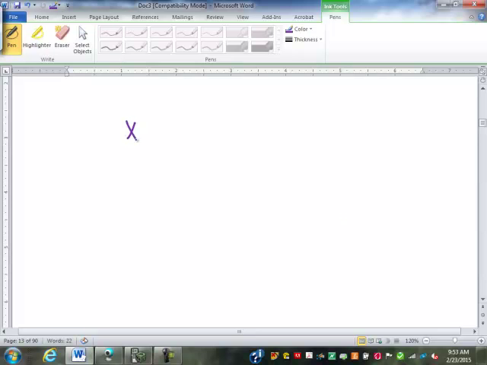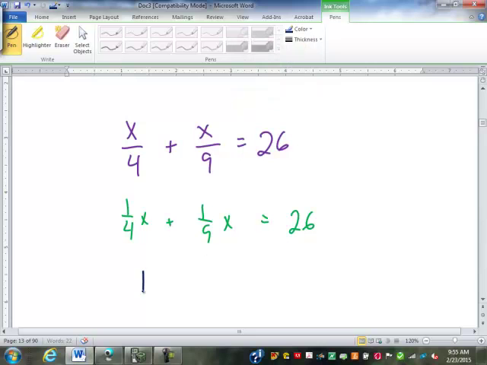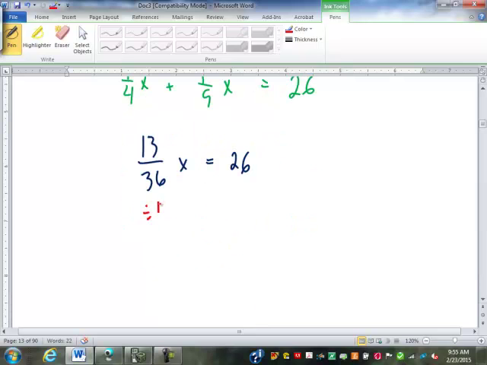I'm going to have you try one. Give this one a shot, see what you come up with. So let's take a look. You got, treat this as 1/4 x plus 1/9 x equals 26. You combine the 1/4 plus 1/9 to get 13/36 x, correct? Correct. Then what? Then we divide 26 by 13. Which gives you x equals 72.